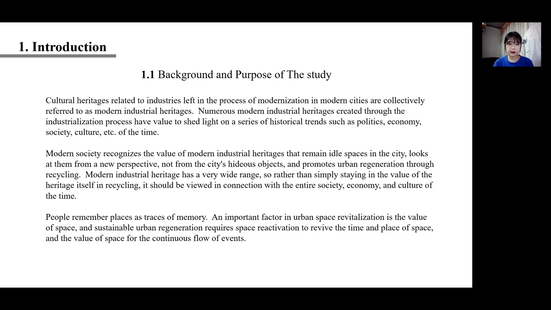People remember places as traces of memory. An important factor in urban space revitalization is the value of space, and sustainable urban regeneration requires space reactivation to revive the time and place of space and the value of space for the continuous flow of events.